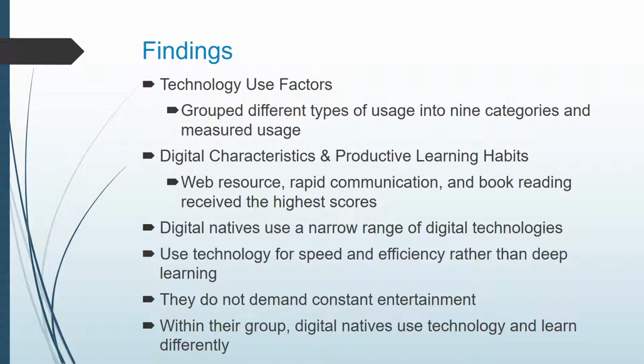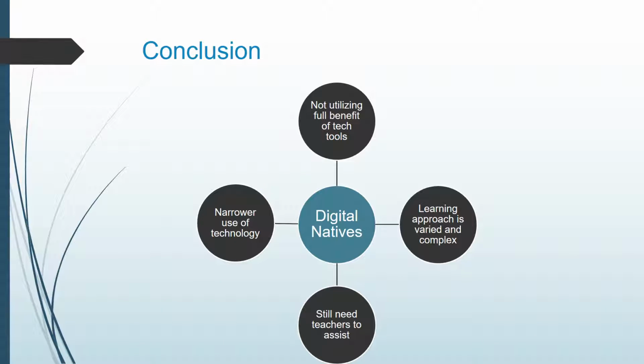So the popular press would lead you to believe that all the digital natives see the world through technology, and the respondents to the survey showed it quite differently. They're more concerned with mobile phones and the internet. They have a narrow use of technology. Their learning approach is varied and complex. Just like we were as students coming up, we all learn differently. Digital natives are no different. And then finally, the article concluded that they still need teachers to assist them in their learning.